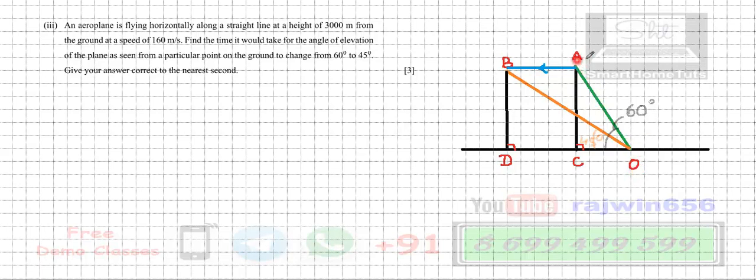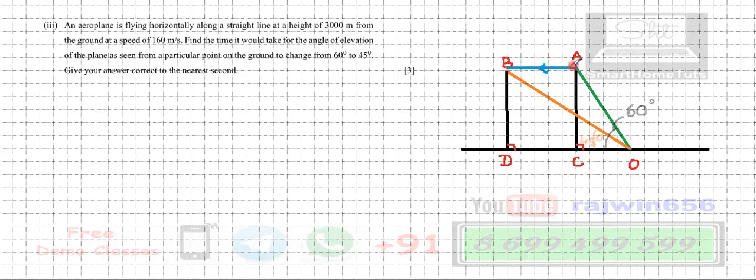Initially, in the beginning, the aeroplane is at point A. You can see the green line that I have drawn here. The angle of elevation is 60 degrees. As the aeroplane is going away, its angle of elevation is going to decrease. So at point B, the orange line that you can see is the line of observation. At that point, the angle of elevation becomes 45 degrees. So basically the aeroplane is traveling from point A to point B.